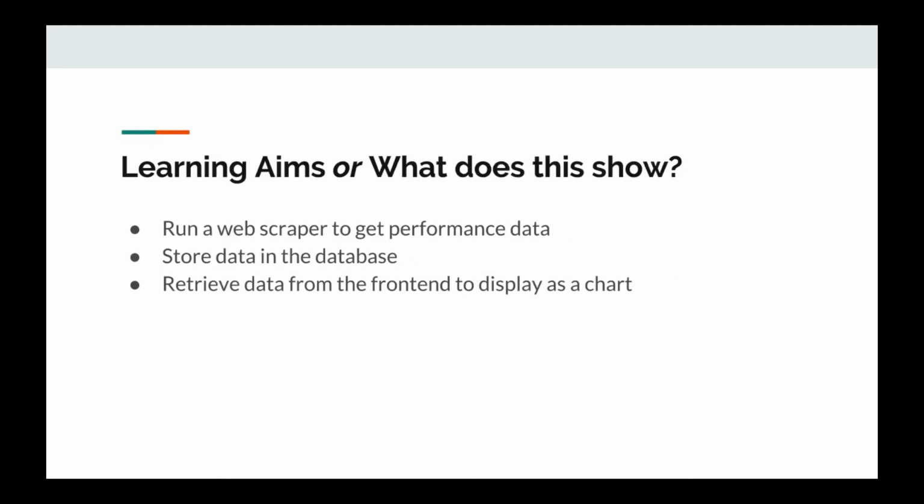So what does this actually involve? As some of you guys might have realized, we need to run a web scraper to get data from a normal statistics site. We need to store all this data in a database, and we need to have a front end that pulls all this data from the database to display it as a chart. So this is doable in any framework, from what you guys may know.